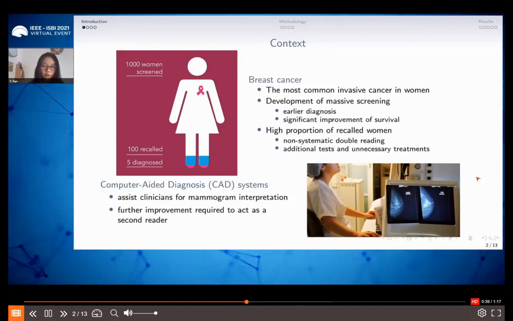About 100 over 1,000 women screened are recalled for additional tests and unnecessary treatments, while only about 5 are truly affected. So in this context, computer-aided diagnosis systems for mammography have been introduced to provide an objective view to radiologists. But conventional CAD systems are usually inefficient and not automatic enough to significantly improve the diagnosis performance. They still need further improvement to assist the clinicians in interpretation.